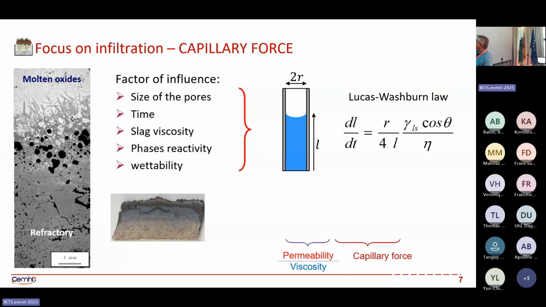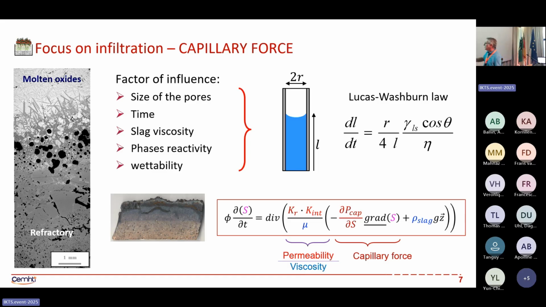Another point is now the focus on infiltration due to the capillary force. So you recognize Dresden and also Jacques presented the Lucas-Washburn law, okay? And Jacques also presented this equation corresponding to the saturation. We can see here the engine, the driving force, okay? The capillary pressure versus the saturation, okay? Saturation is between 0 and 1. 0 when there is no slag, 1 when the pores are completely full of slag.